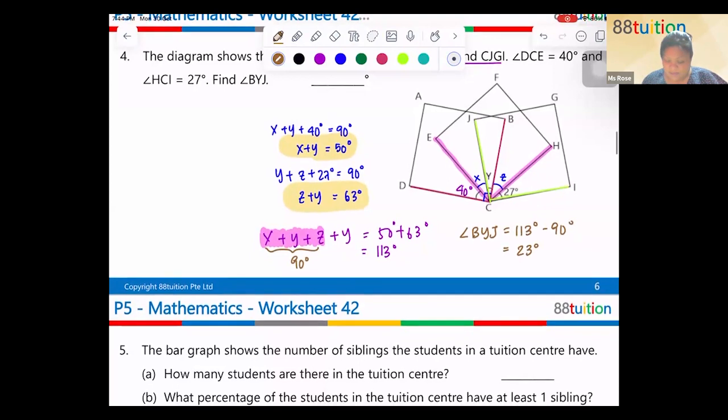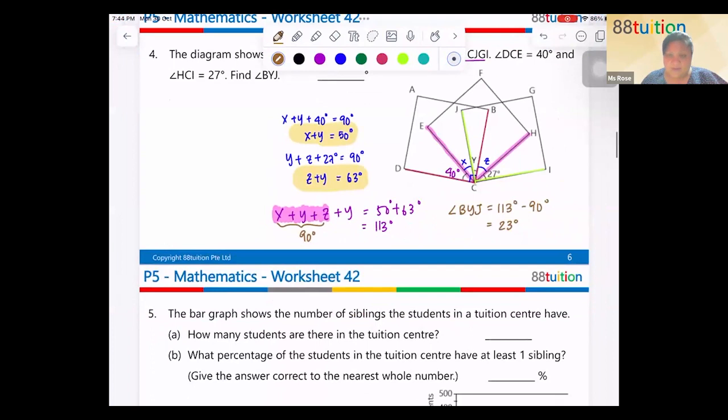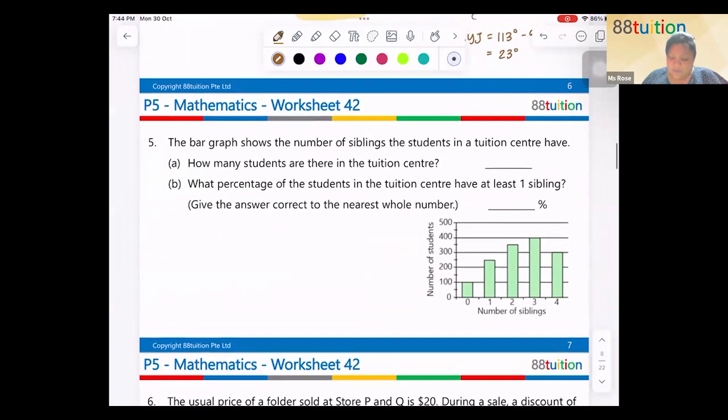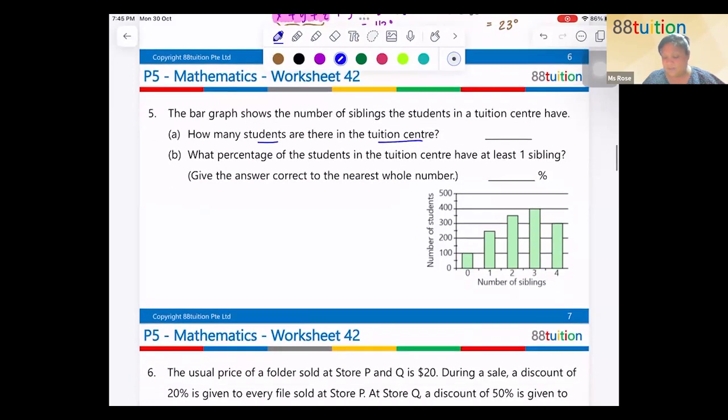No? Okay. Now let's look at the graph question. So the bar graph shows the number of siblings the students in a tuition center have. So how many students are there in the tuition center? To find the number of students, again, the first thing you need to do is read this part here, what is given to you, right? Okay, so they give you the normal.